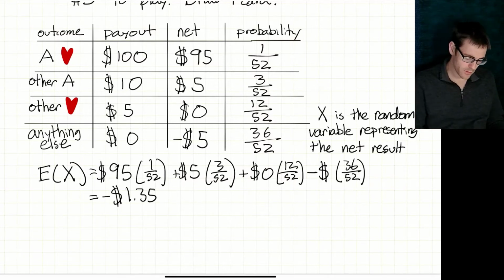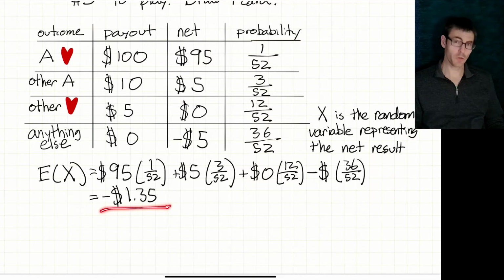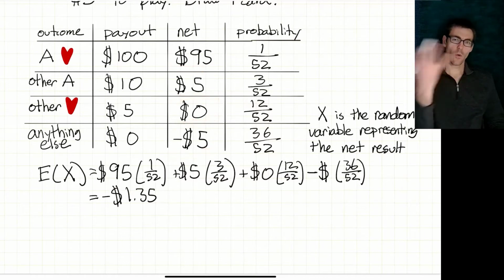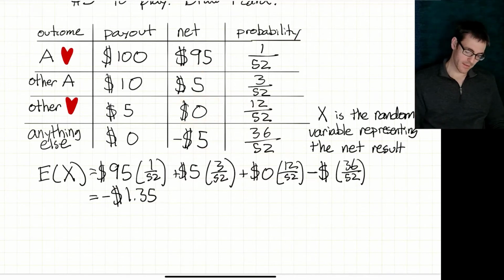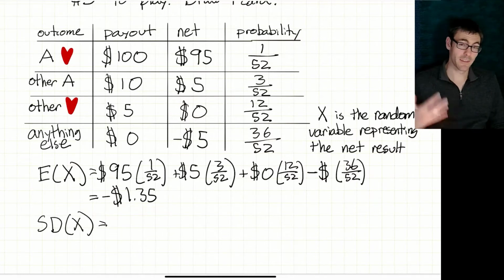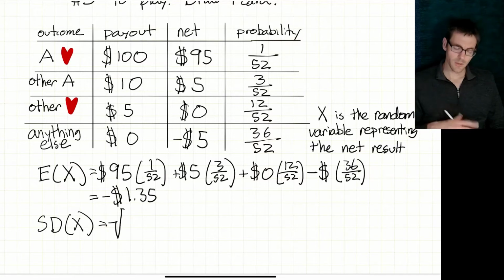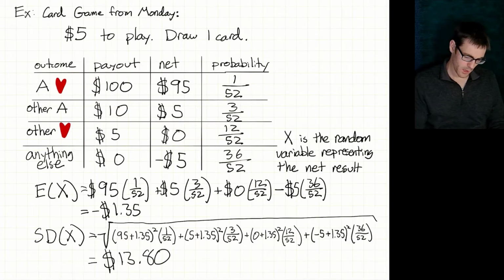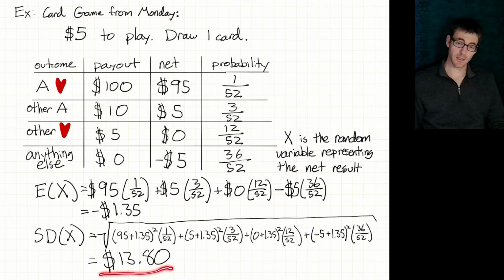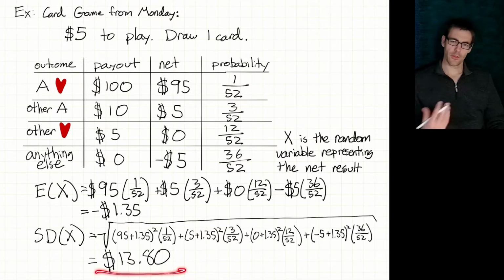Now, obviously, you can't ever lose $1.35 in this game. Either you lose $5 or you win some other whole dollar amount. But this is just talking about the average outcome. We can similarly find the standard deviation, which is going to be this big square root, which should end up resulting in $13.80. So the standard deviation should be $13.80.